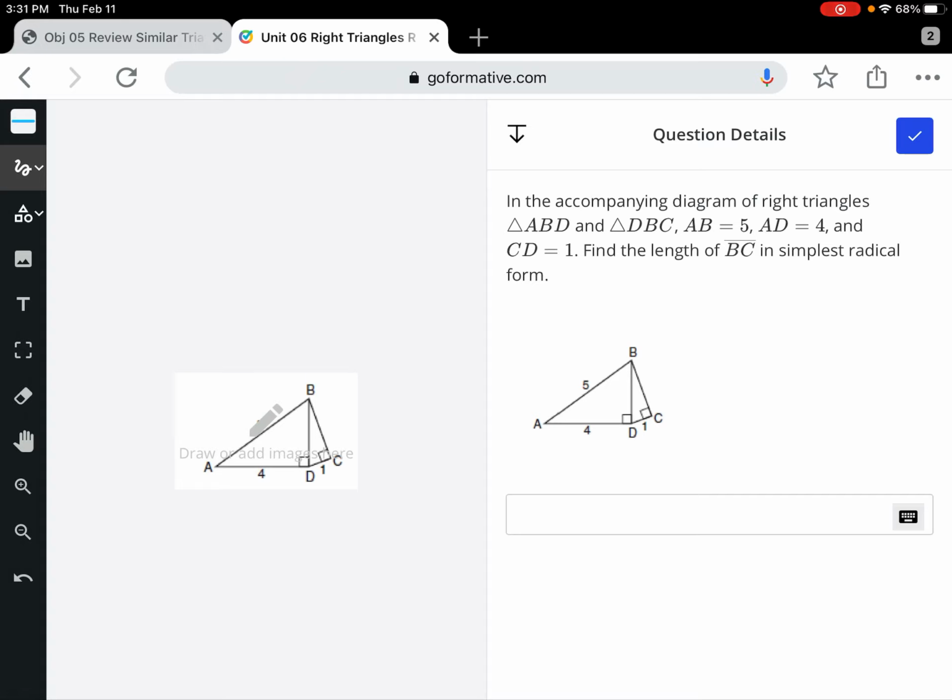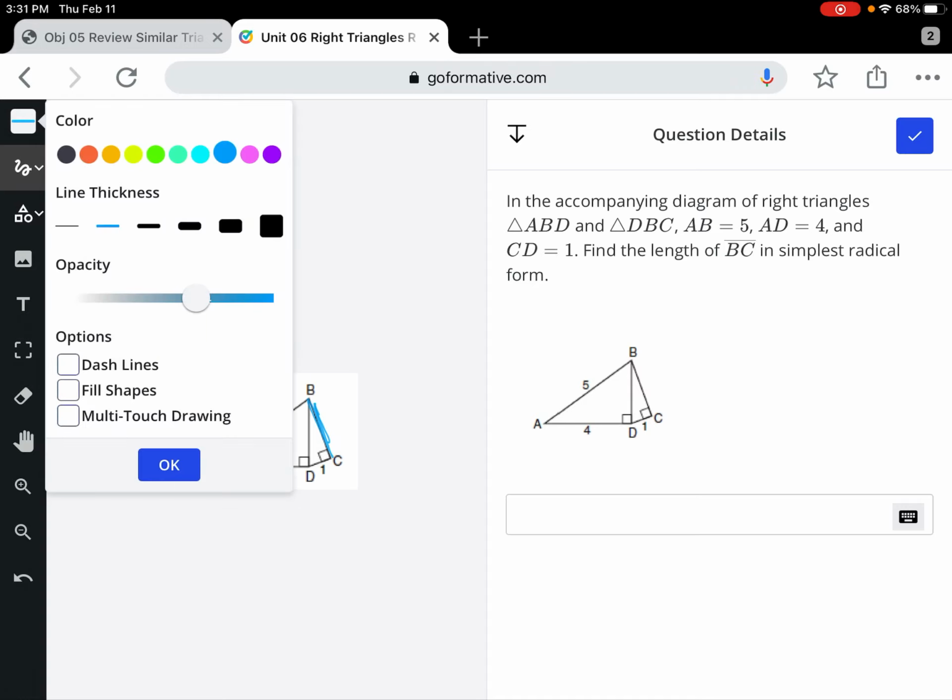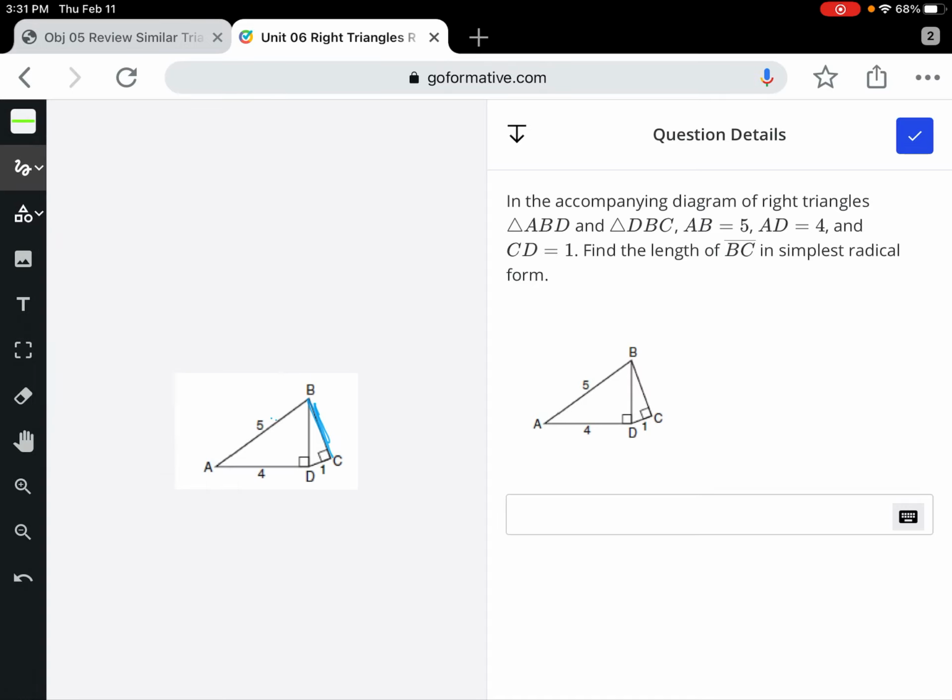All right, number 12 in the accompanying diagram of right triangles, AB is equal to 5, AD is equal to 4, find the length of BC. So for this, I would have to do Pythagorean theorem twice, because I need two sides to solve for a third side, essentially. So I need to find this side first. So I do Pythagorean theorem. Some of you will recognize this is a Pythagorean triple.